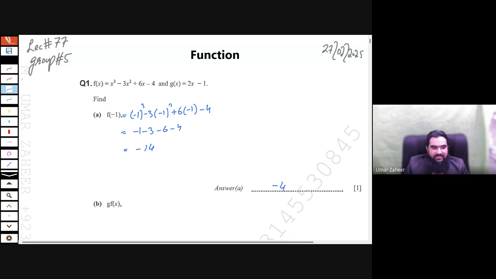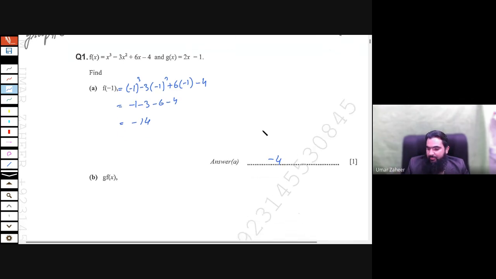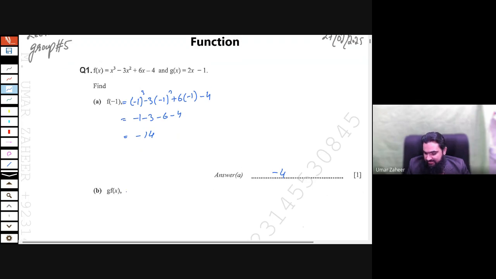In the next part, he says that you have to find g into f of x. G into f of x, you are combining the two functions. That is a composite function. So in this one, you just have to write g as it is. At the place of f of x, write the value. The value of f of x is x cubed minus 3x squared plus 6x minus 4.